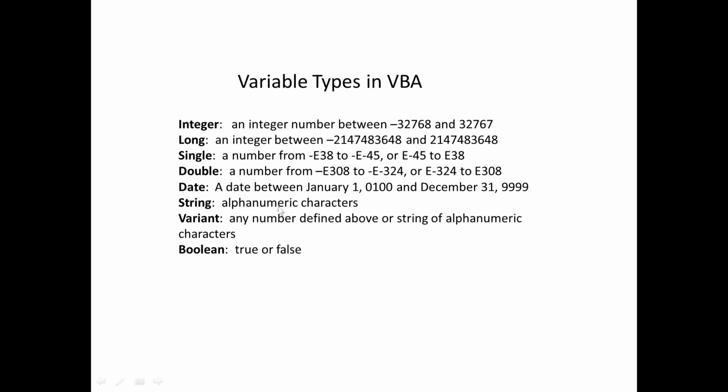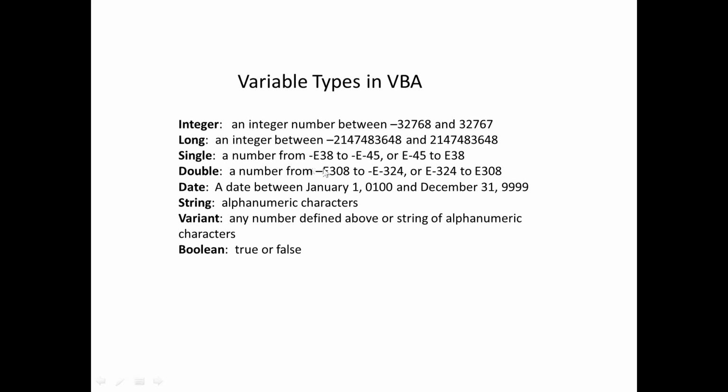There are 8 basic types of variables in Visual Basic, and using the right one for the right application will help make your program function better, and it'll make it more clear to the people who are reading it. So the most common variable types are single and double precision numbers.